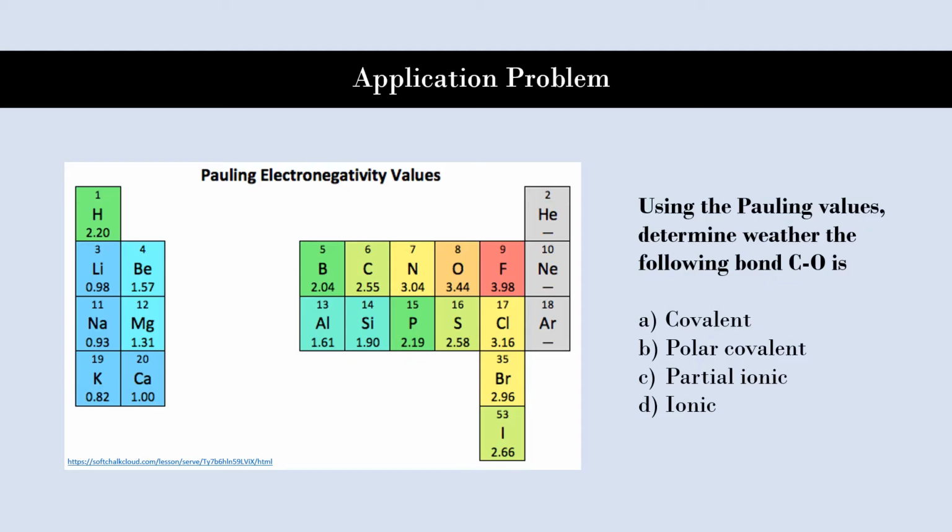Before I begin this lesson, I would like to show an application problem that can be solved after this lesson is over. Using the Pauling values, determine whether the following bond between carbon and oxygen is A covalent, B polar covalent, C partial ionic, or D ionic. You will be able to solve this with the values on the left.